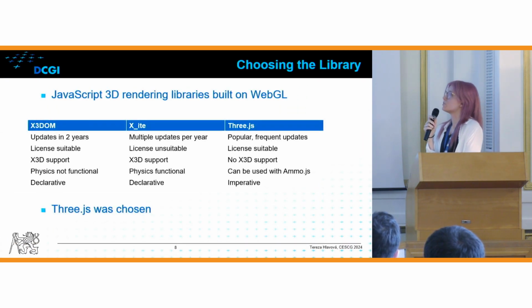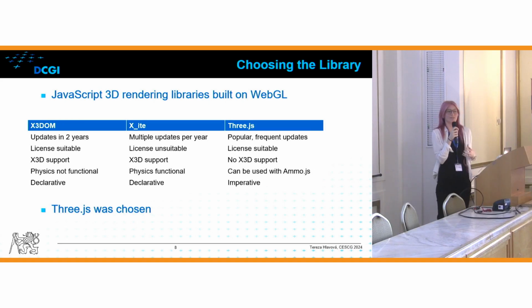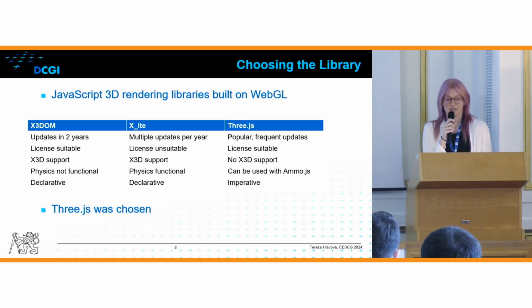So, when we were choosing the library for the new renderer, we wanted it to be a JavaScript 3D rendering library because that was the task from the beginning. And we had three options: X_ITE, Xfreedom, and Three.js. We chose the first two to consider because they natively support X3D, which is the format that Simulink 3D Animation works with. And then we also added in Three.js because it's a very popular 3D rendering library, so we wanted to test it too. In the end, the Three.js library won.